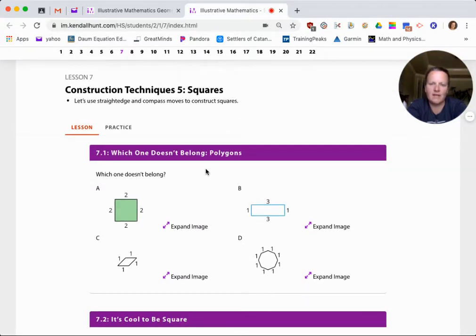We are in lesson 7 of unit 1. I've opened up your curriculum in what you have access to also, which is the Illustrative Math student site.